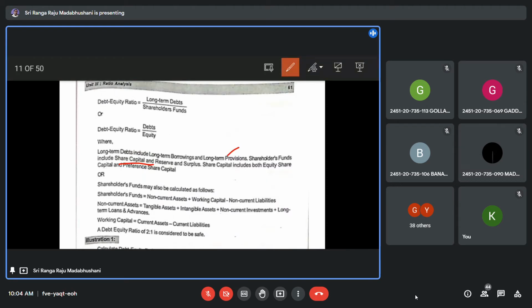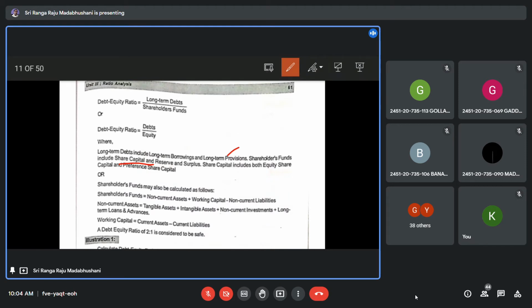Share capital includes both equity shares and preferential shares. So we have two types of shares. One is equity, they are the real owners, and preferential shares have two priorities, so we call them preference. One priority is in payment of dividend. Another priority is repayment of capital at the time of closure of the business.